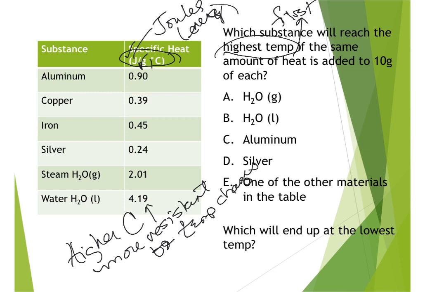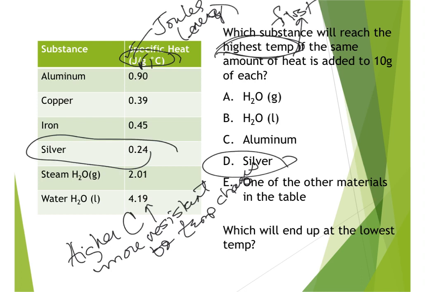And so this one is asking which one will reach the highest temperature. That's one that's going to heat up real fast, so that's one that has a low specific heat capacity. Silver looks to me like it has the lowest specific heat capacity of the substances on this table. And so it would reach the highest temperature with the same amount of heat.